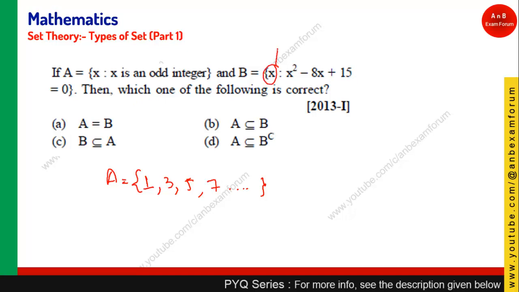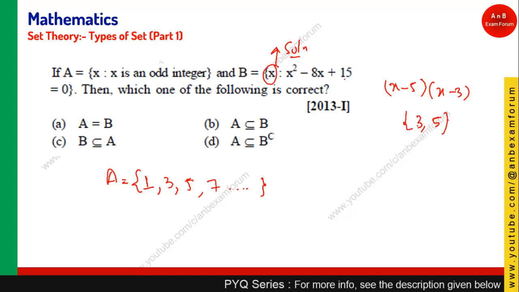So basically he wants the solution of this particular equation. I am not solving this equation, but you should know how to solve a quadratic equation. If you solve it, you will have two roots, x minus 5 and x minus 3. 5 times 3 is 15, and if you expand it you will get the same equation. So there will be 2 elements, 3 and 5.